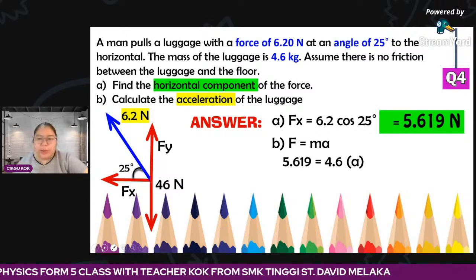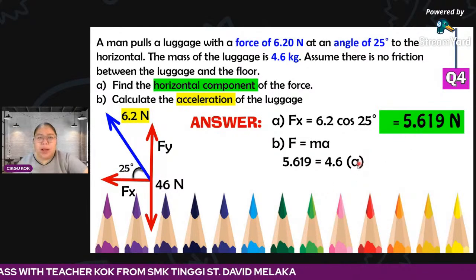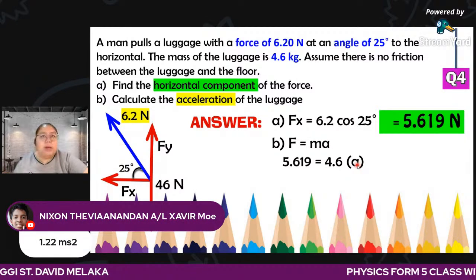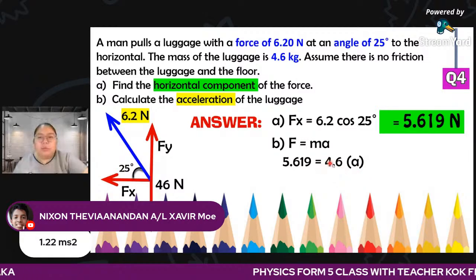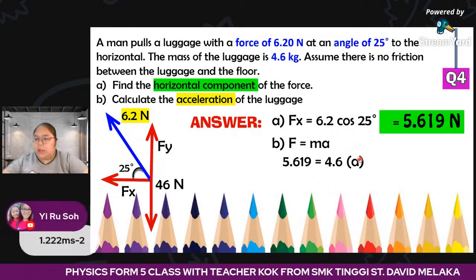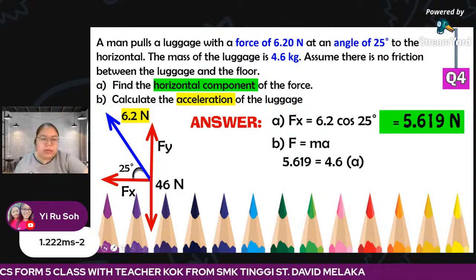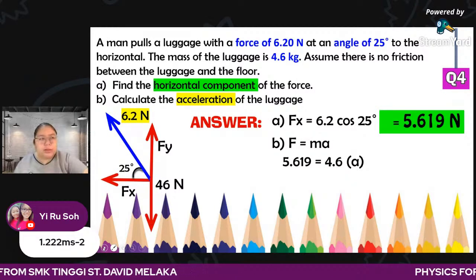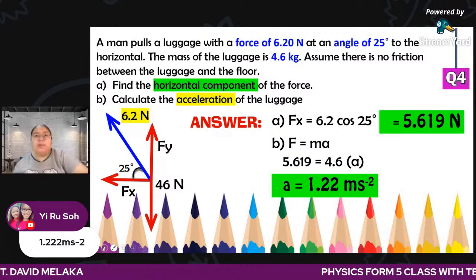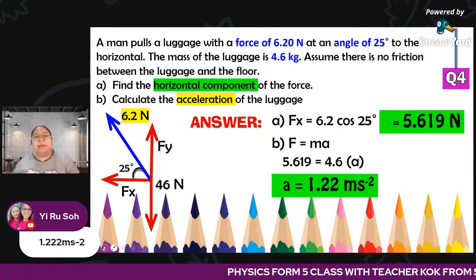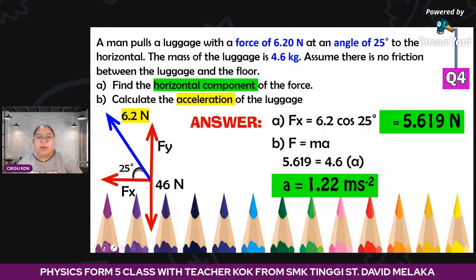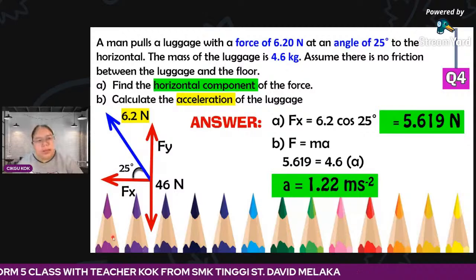Okay, F equal MA, is it? So I take 5.619. Okay, 5.619. After that equal to 4.6 times M, then we find the A. So the A, then we go to check what's the answer for the A. Okay, Nixon, you just forgot the negative 2 only. The rest is okay. Okay, 1.22 ms negative 2. Okay, that's correct. So we continue to the next part.